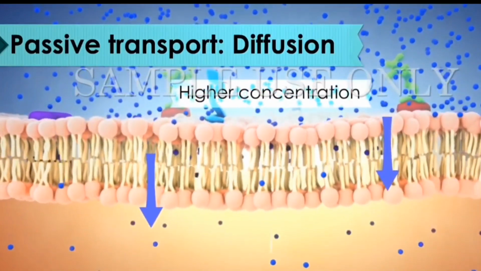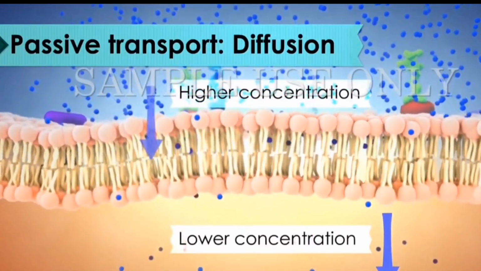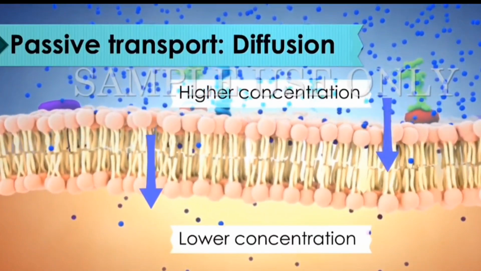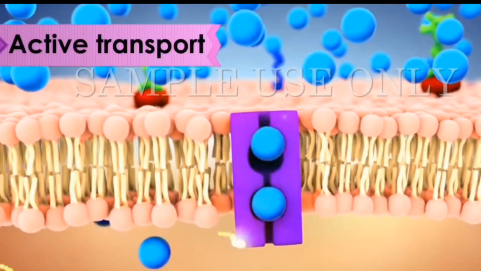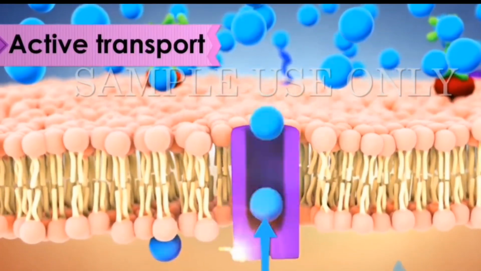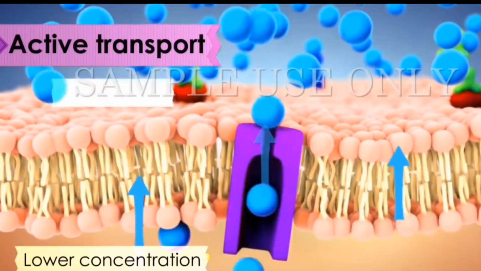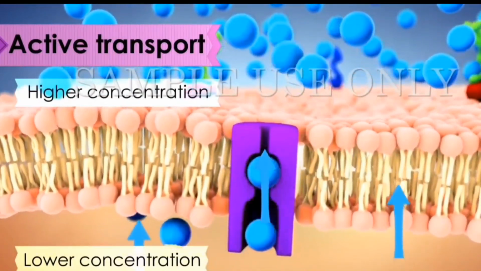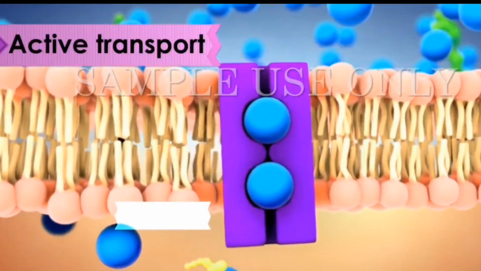Our topic is about passive transport and active transport. Now we know about passive transport that the ions or the solute particles diffuse from high concentration to low concentration. And if we take into consideration active transport, we know that from low concentration the ions are transported through a protein molecule to a higher concentration with the help of energy molecules.